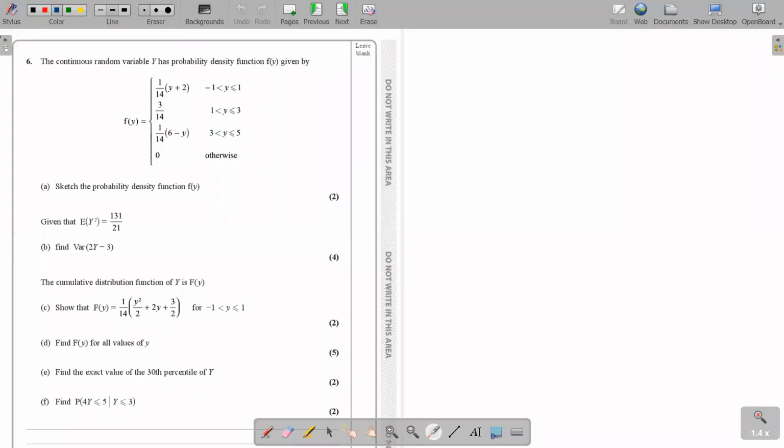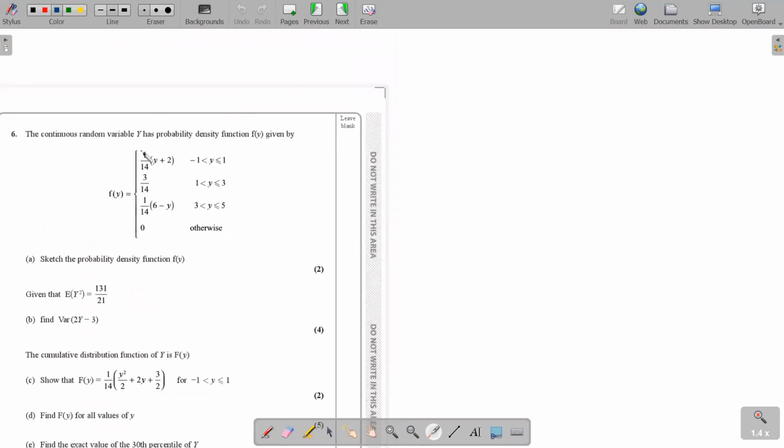Okay, question number 6. The continuous random variable y has probability density function fy given by. Okay, you can see your PDF has how many sections? There are 3 sections, right? Sketch the probability density function fy. Okay, let's quickly sketch it. So what are the parts we have here?